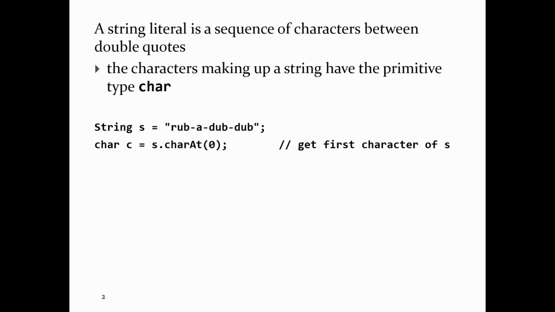Like in Python, a string, you can consider it to be a sequence of characters, right? But you can't use the square bracket notation to get to the elements of the string. So if you want to get to an individual character of a string, you have to use a method.